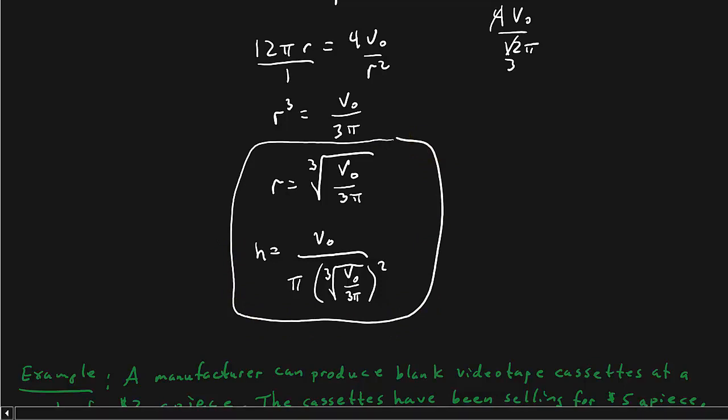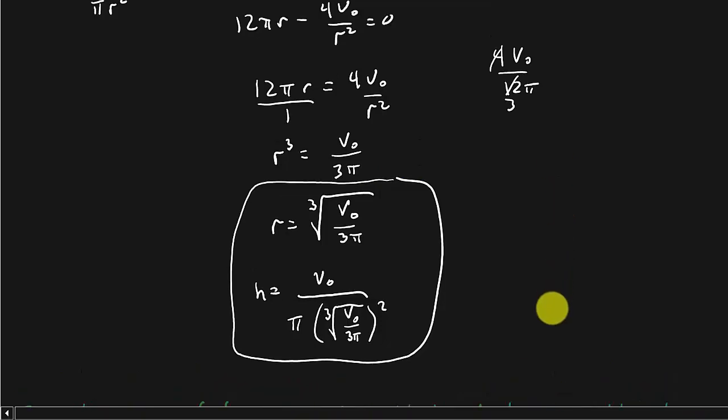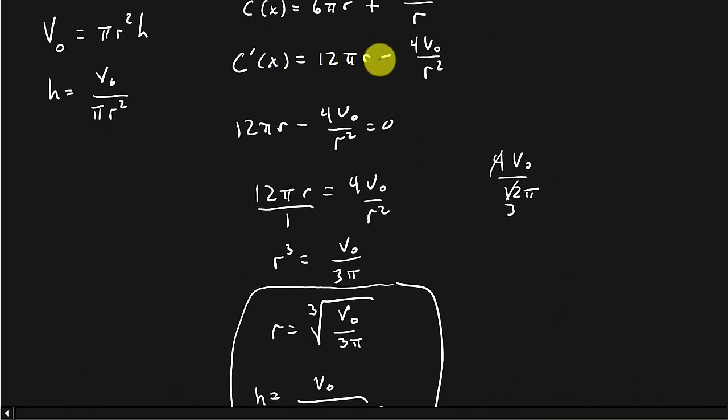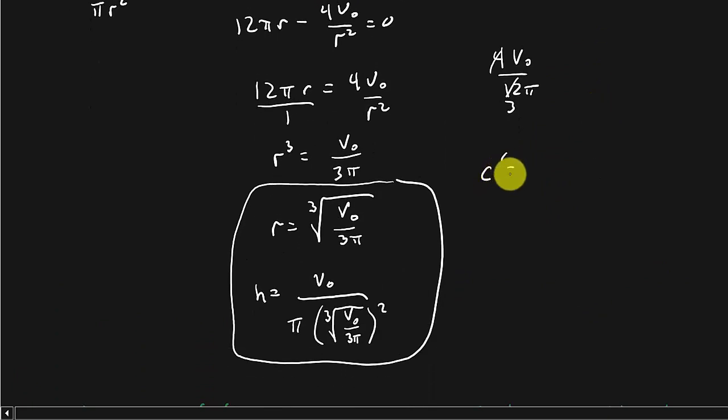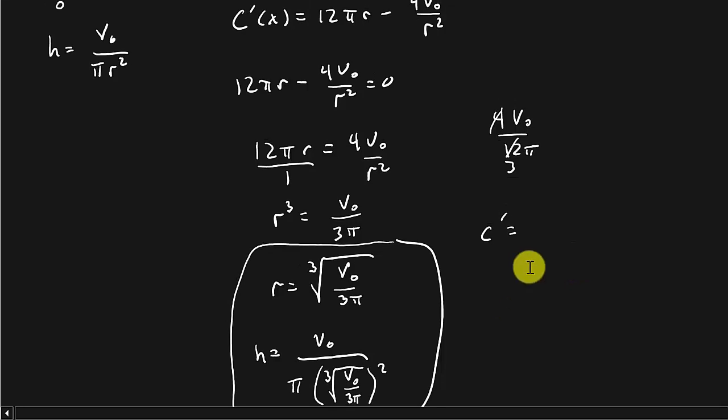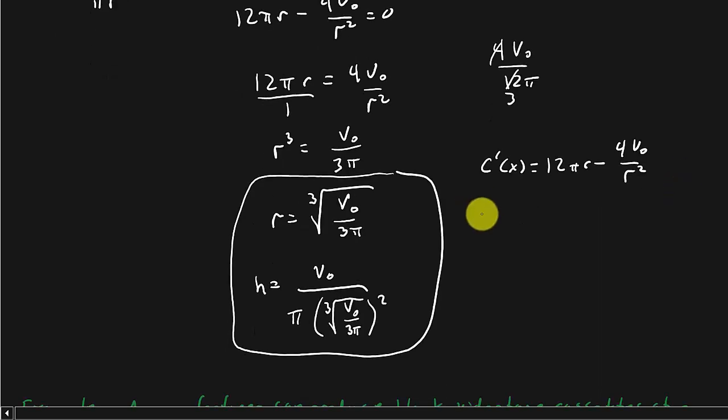And we can determine that this is a minimum. So if we take the second derivative, let's just write the first derivative here. We've got c prime of x is equal to 12 pi r minus 4 v naught over r squared. So if we do the second derivative, c double prime of x is equal to 12 pi. And then we're going to take the derivative of this. So just go over to the side and say y equals 4 v naught over r squared.